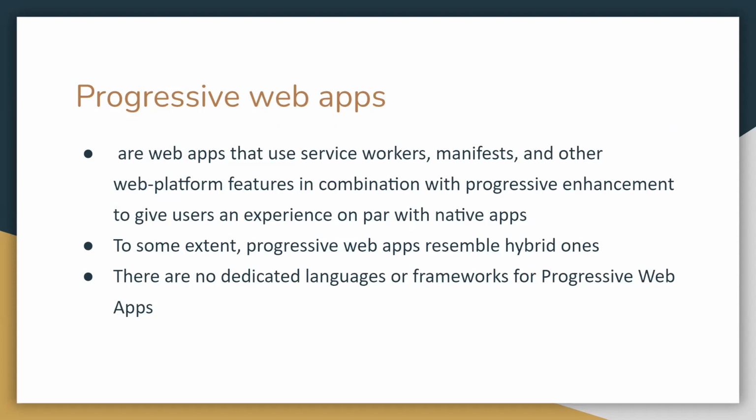So last, we have progressive web apps. These are web apps that use service workers, manifest, and other web platform features in combination with progressive enhancement to give users an experience on par with native apps. What progressive web apps are trying to say is that they work on web platforms like the browser, but they work as an application.